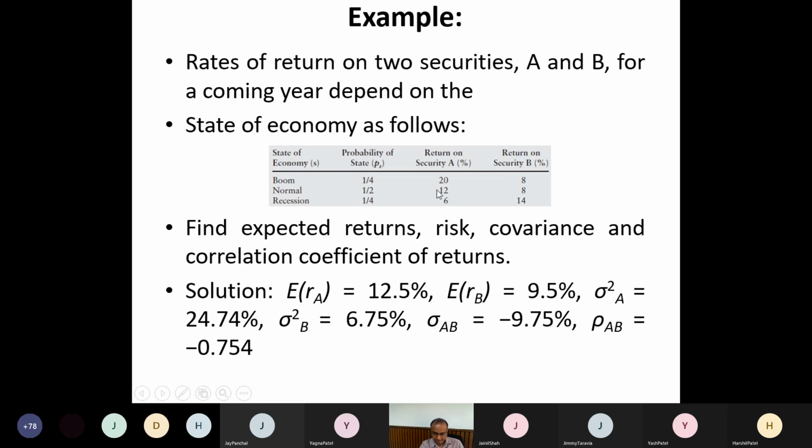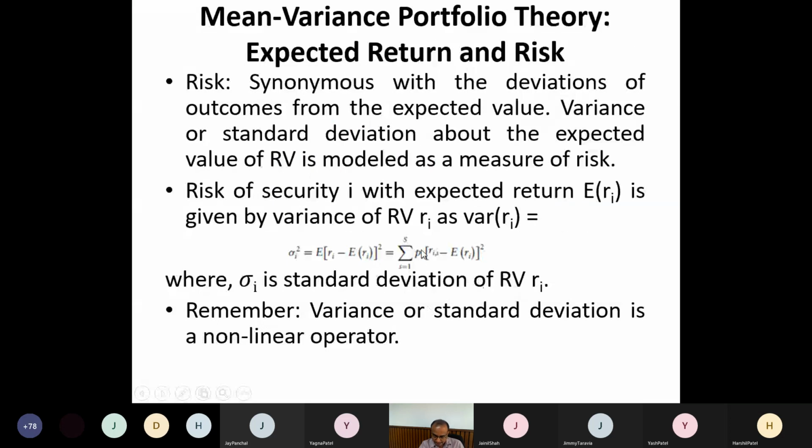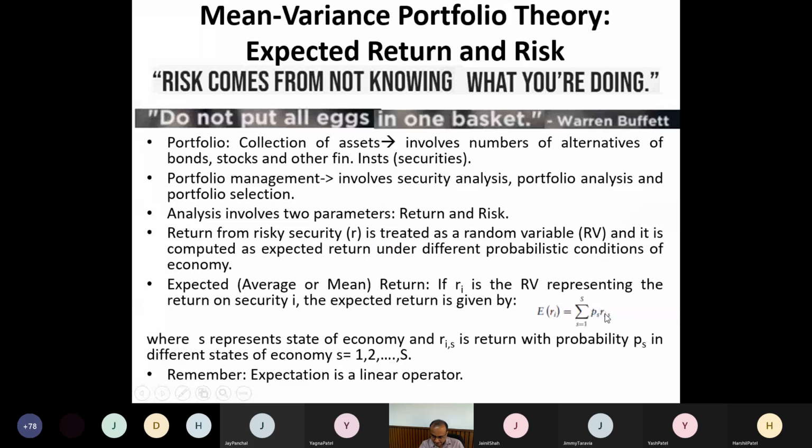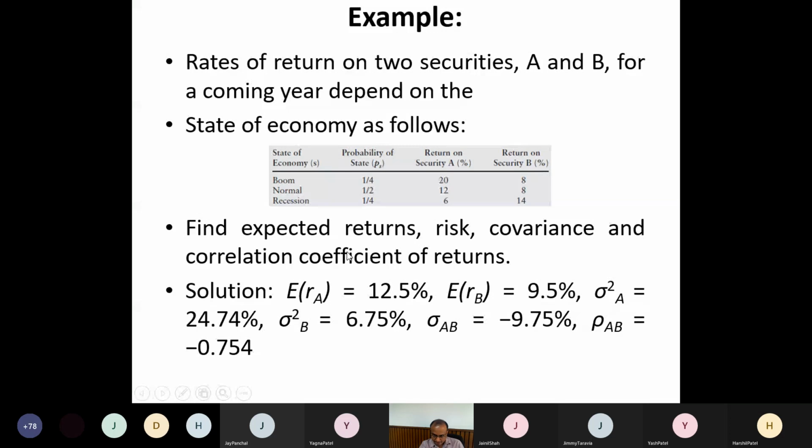There may be securities like this. Security A is a very normal thing, which gives high return in boom, normal return in normal, and low return in recession. So with this data we have to find the expected return, risk, covariance, and correlation coefficient. So you use this formula, I leave it to you. Ps is available, s will vary from 1 to 3. So you have Ps and Ris. First you calculate for security A: the expected value of RA is the sum over s equal to 1 to 3 of Ps multiplied by R of A in s, right?